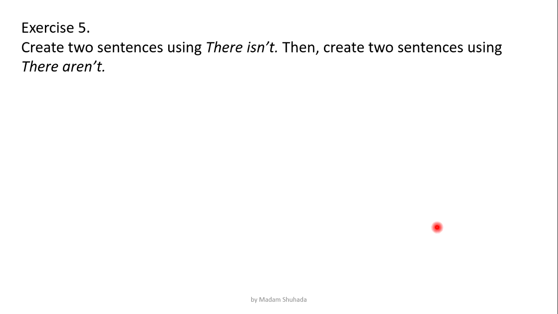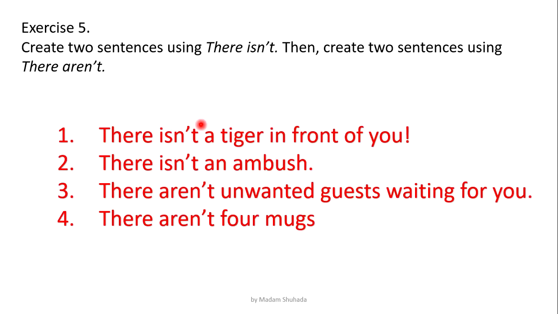Okay, now exercise 5. Create 2 sentences using there isn't, then create another 2 sentences using there aren't. So you write your answer in the comment section. You can pause the video. Now let's look at the examples that I have here. There isn't a tiger in front of you. There isn't an ambush. There aren't unwanted guests waiting for you. There aren't 4 marks. It's okay, you can write your answer and then I will check your answer later on.